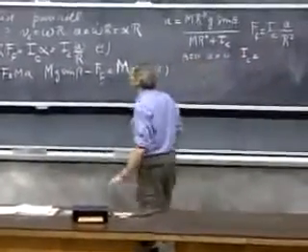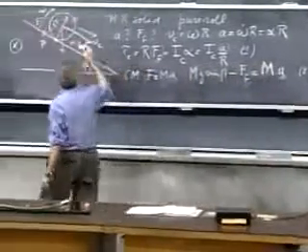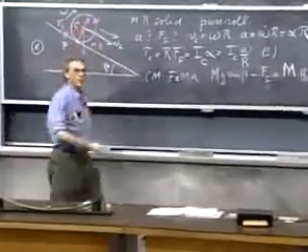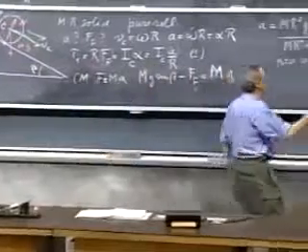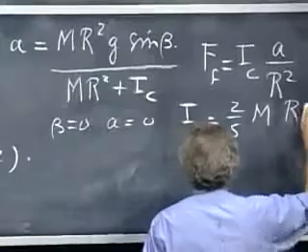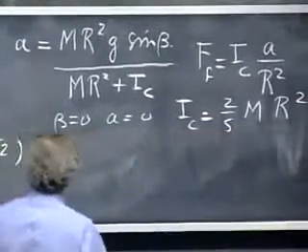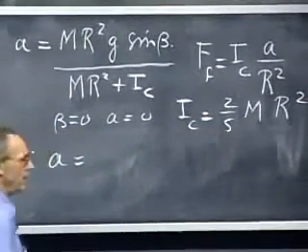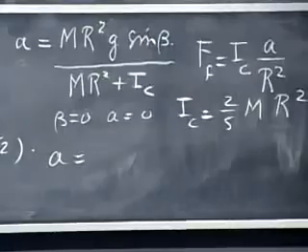So let's now look at I of C. What is I of C? I look it up in the table. A ball, a sphere, rotating about an axis through the center of mass. It's one of the few that I happen to remember. It is 2/5 mr squared.